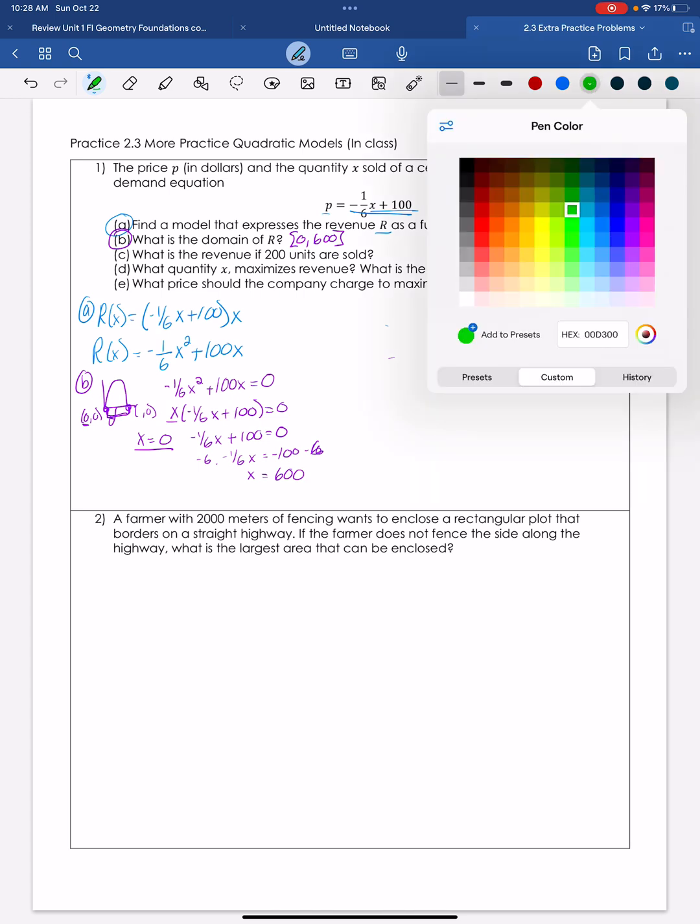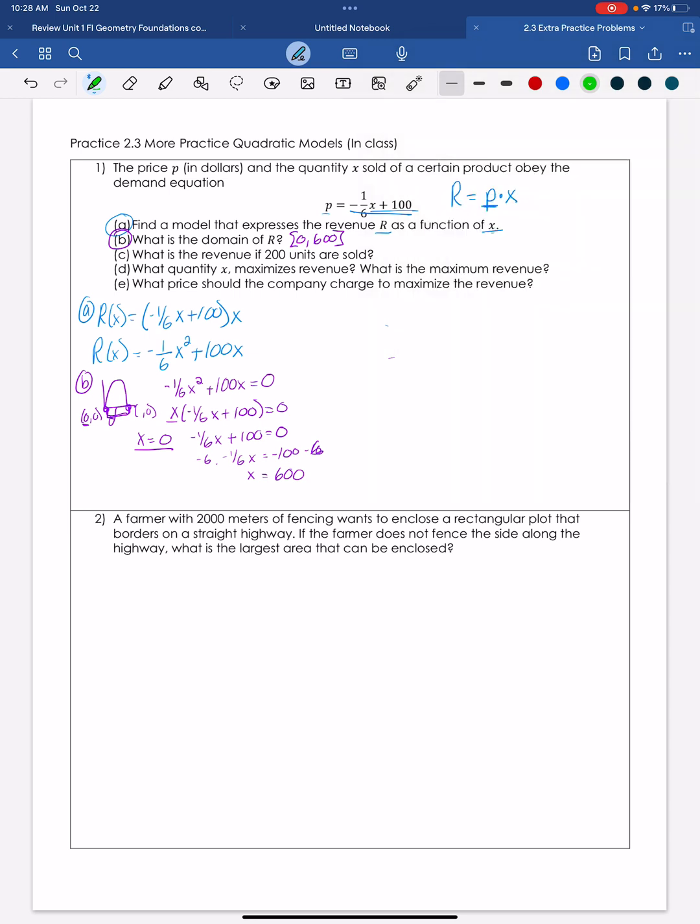Next part of this is going to be what is the revenue if 200 units are sold. So for C, we just plug 200 in. So you're just going to do R of 200 is equal to negative 1/6 times 200 squared plus 100 times 200. And so you put all that in your calculator.